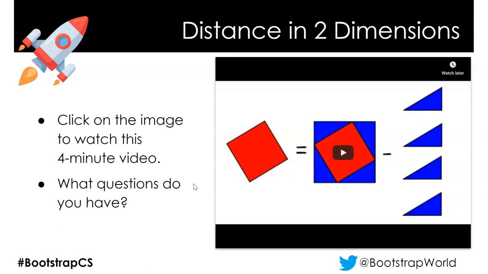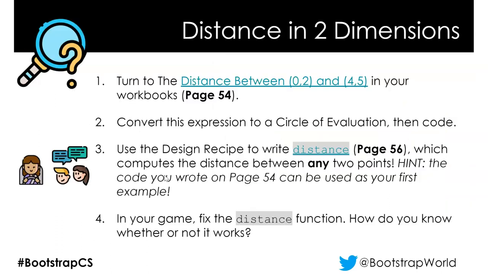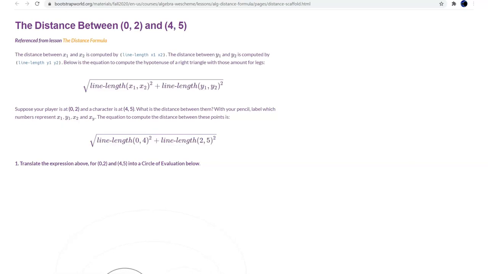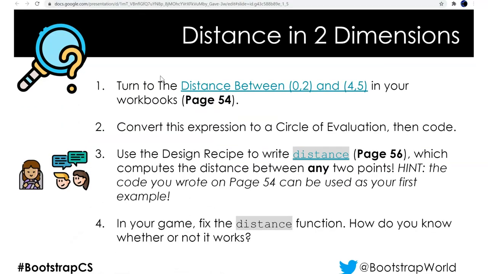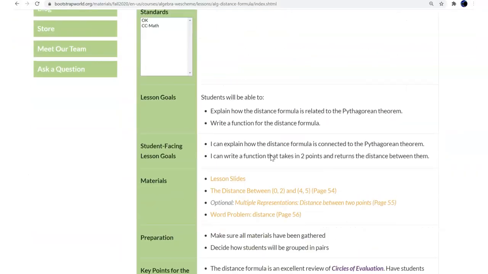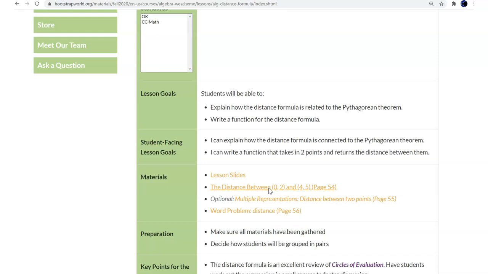All right, that's going to be what we're going to find out for our distance formula function. All right, let's look at page 54 in our workbook. Let's see, which I want to do the other way. I'm going to leave that open there, and I'm going to go to 54.